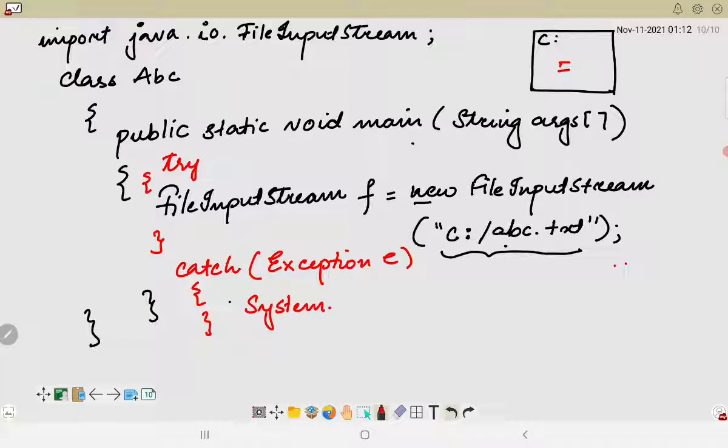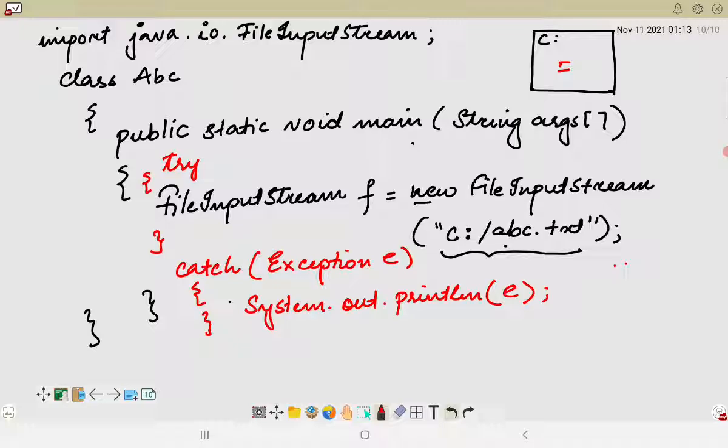we have to report that particular unreported exception. So System.out.println, and here we will print e. This will basically report the unreported exception error which we are getting at compile time. Using this try catch block we will be able to handle or report that particular exception, right?